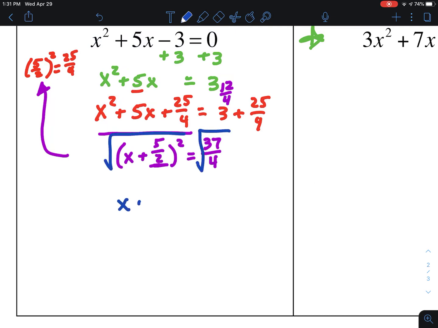Square root both sides. We get x plus 5 halves is equal to plus or minus, don't forget the plus or minus, and the square root of 37 fourths. Well, when you square root a fraction, you square root the top and square root the bottom. But 37 can't be simplified as a square root, so we're going to leave it as the square root of 37. But we can square root 4, and we can make it 2, right?